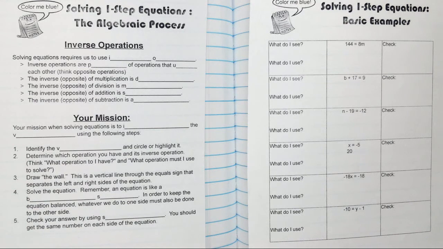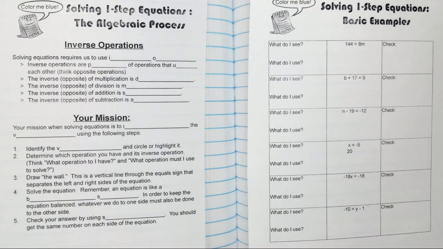In today's video, we're going to discuss how to solve some basic one-step equations. These are nothing too complicated, nothing too tricky, just pretty straightforward one-step equations. So first we're going to talk about the algebraic process. Again, this is Unit 4 and our color is blue.